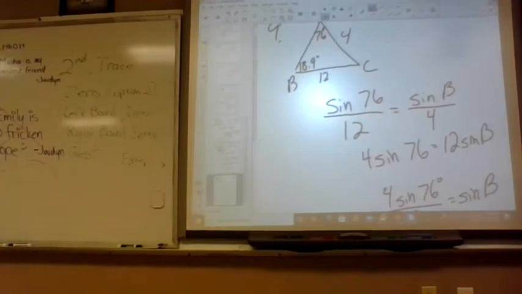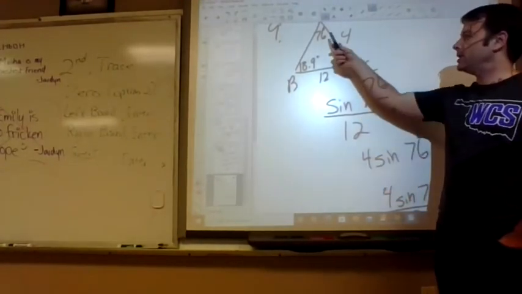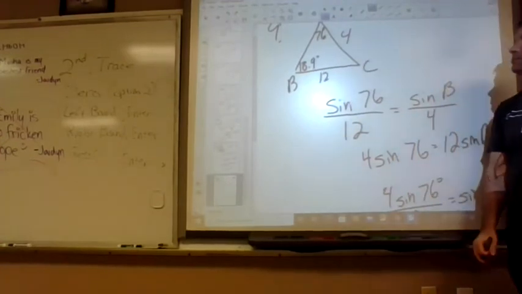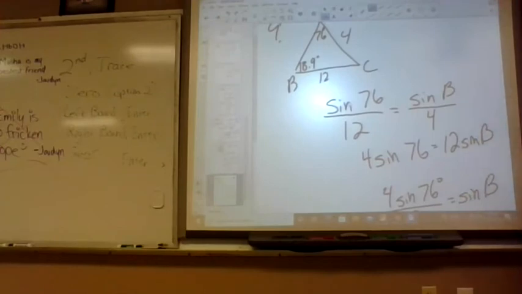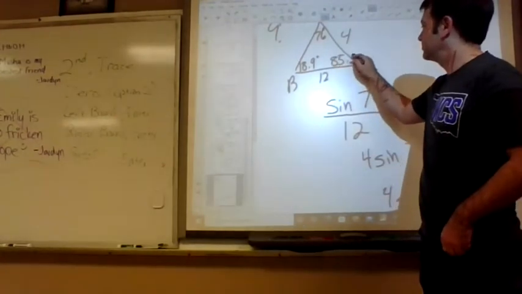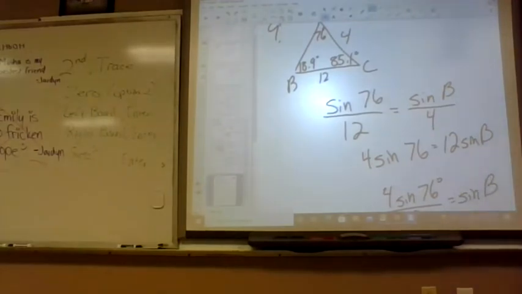Basically the same thing we did, but different. You use that subtract arrow, right? 180 minus these two to get that one. 85. 180 minus. See, why don't you write it down? 85.1. Hi, Mr. Jordan, I got 85.1. Good job, Brady.